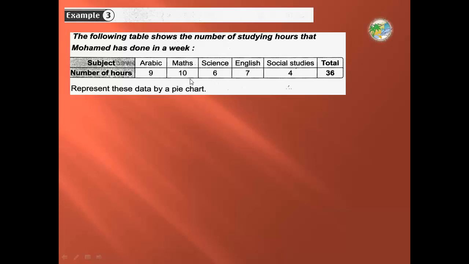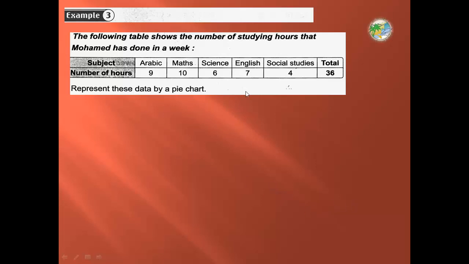So math is the greatest number of hours, and science 6 hours, and English Muhammad studied 7 hours, and social studies 4 hours. Then the total number of hours he studied was 36. Represent this data by a pie chart. This circle we are drawing is called a pie chart.